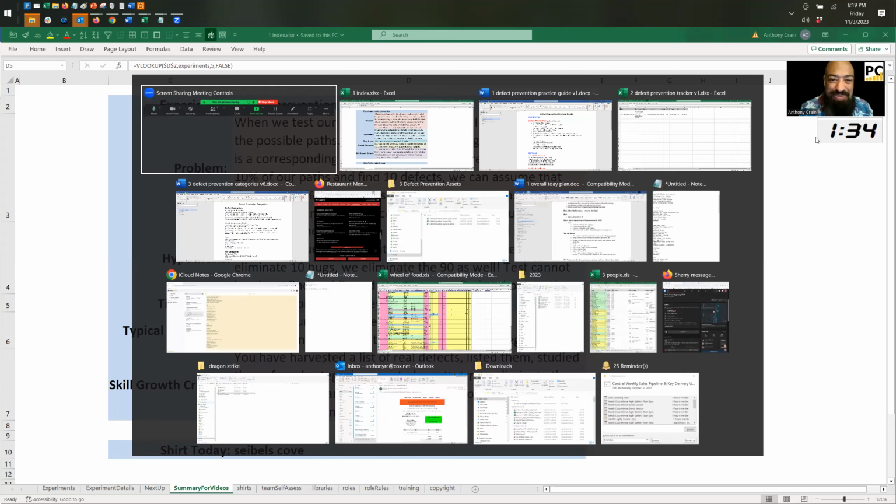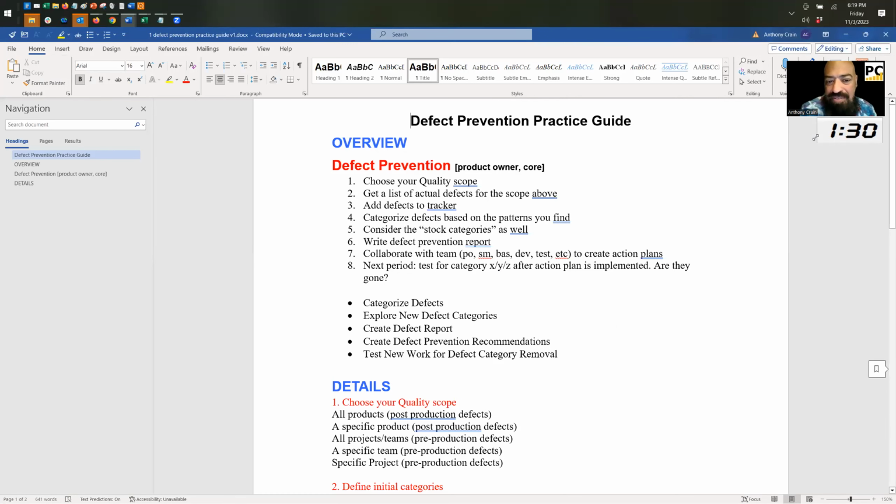We already used up 3.5 minutes of my box. So this is the little practice that I have. Number one, choose what you're going to look at the quality of: a product, an application, a user interface, a piece of an application, and then get a list of actual defects that tie to that scope. Then add those defects to some sort of tracker. And I have a template I'll show you in the second 5 minutes. And then look at them and find categories.